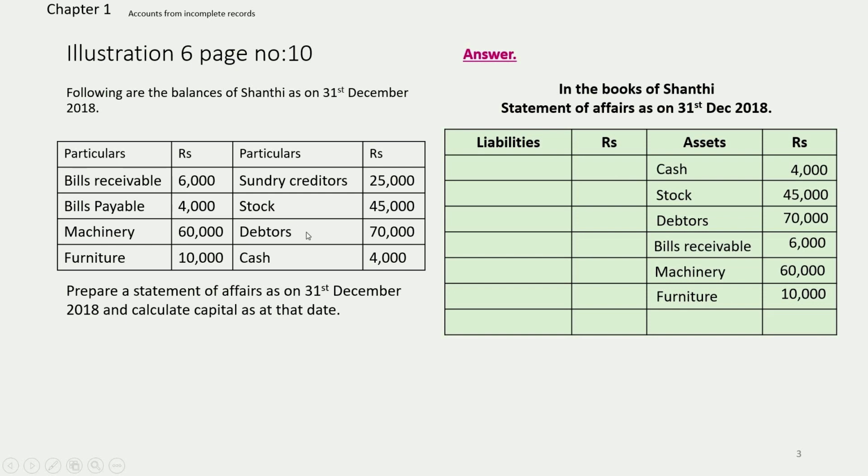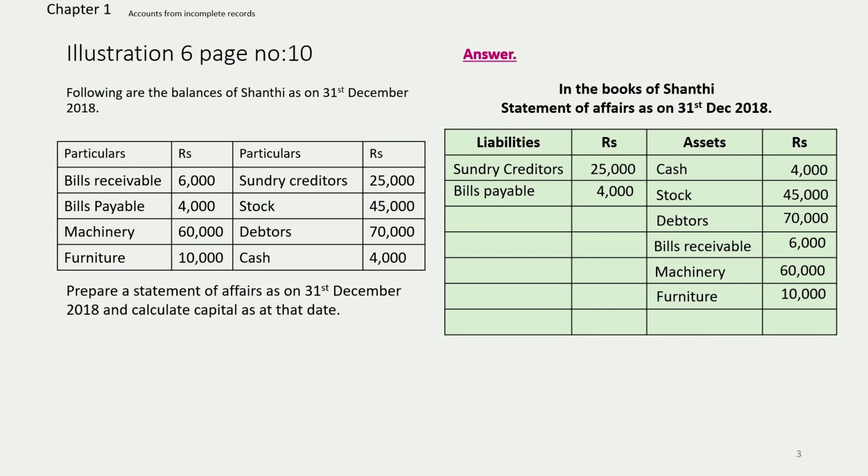Now see, what are the items that have to be written again? Sundry creditors, you have to write. This is a liability. So, we will write on the liability side. Sundry creditors, 25,000. Now, what are the other liabilities? Bills payable, 4,000. We will write here bills payable 4,000. Now see, almost all the items we have written. We have classified the assets and written them on the asset side and the other things on the liability side. We have written everything.